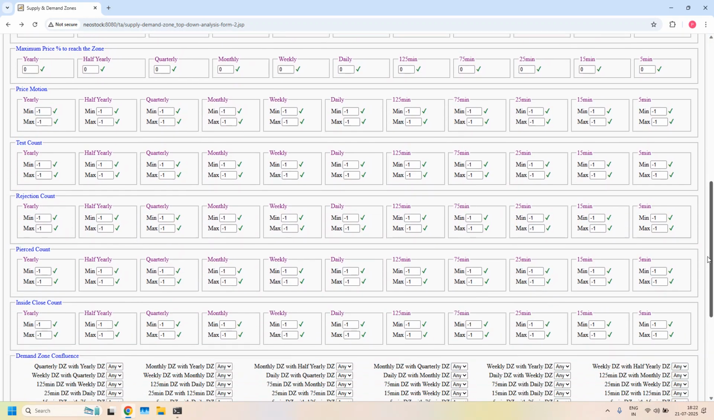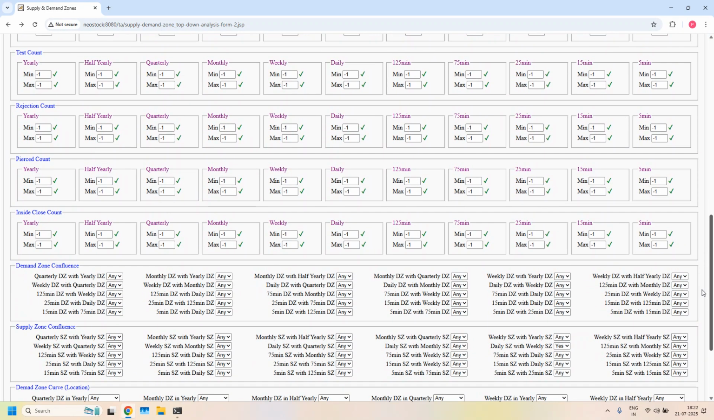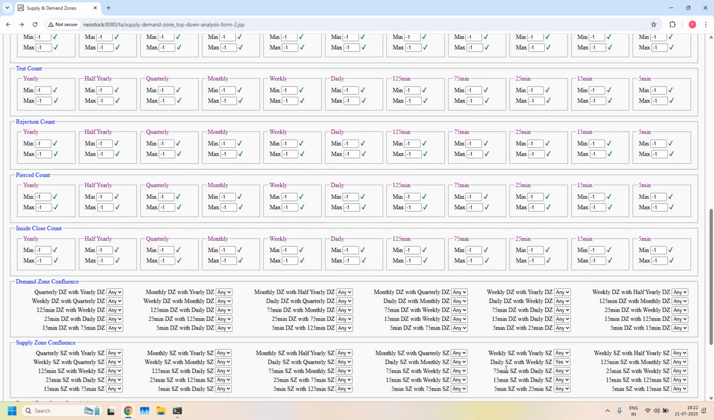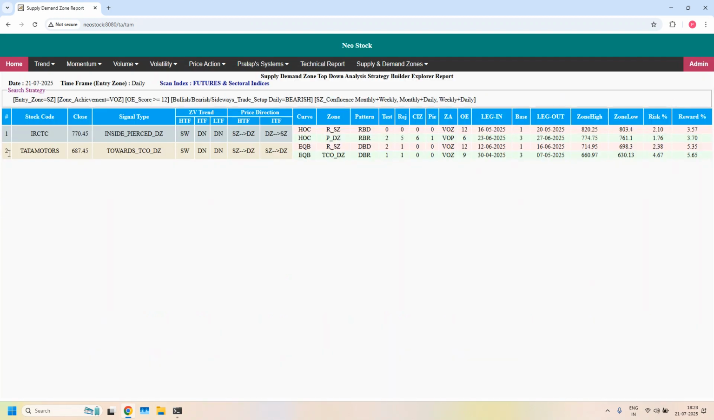In the supply zone confluence, three filters I have to set. First one is already enabled, daily and weekly supply zone confluence. Next filter is the daily and monthly supply zone confluence. And the third filter is weekly and monthly supply zone confluence. With all the three filters, we got two stocks. So both are again filtered.